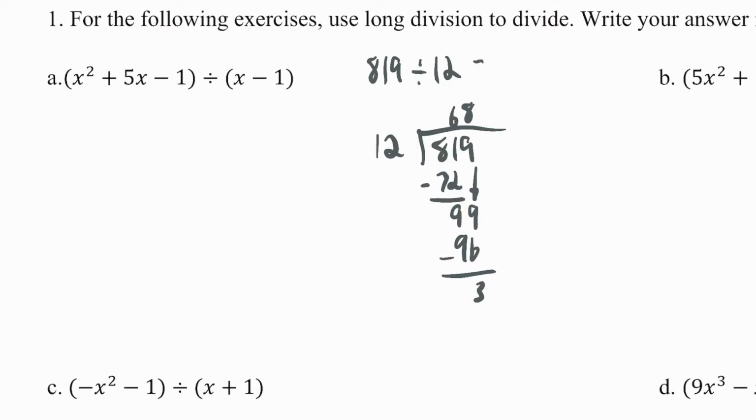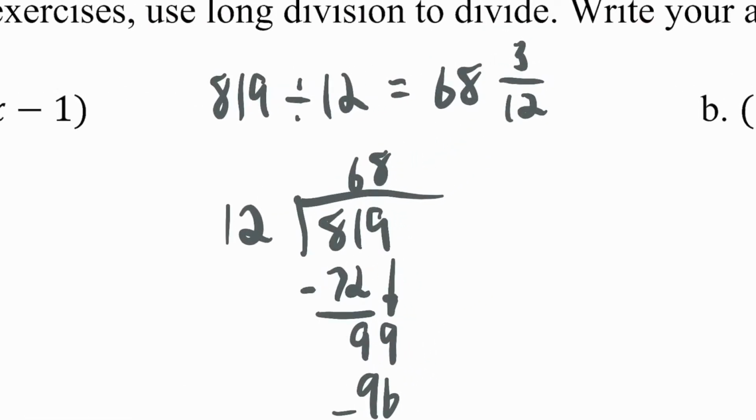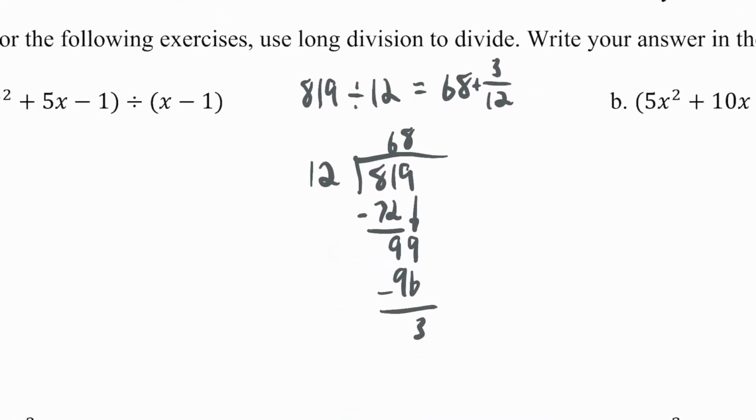So this equals 68 is the quotient, and 3/12, which, of course, we could reduce. I'm not going to right now, though. So 3 is my remainder, 12 is my divisor. And if I think about it, the way mixed numbers are written, really there's a plus here. This is 68 and 3/12, right? So there's just sort of a hidden plus that we don't typically write when we write a mixed number. So basically, there's the process.